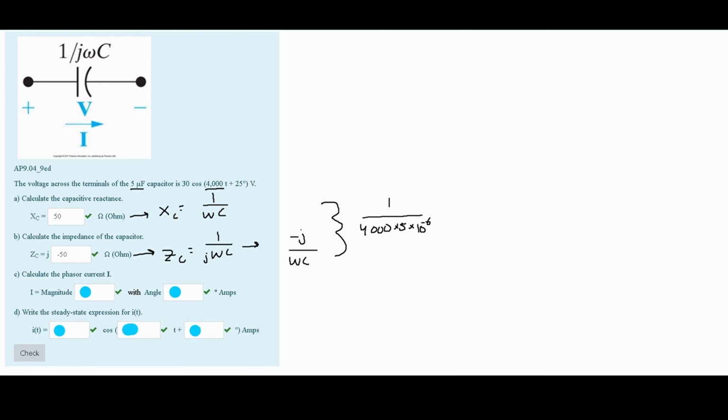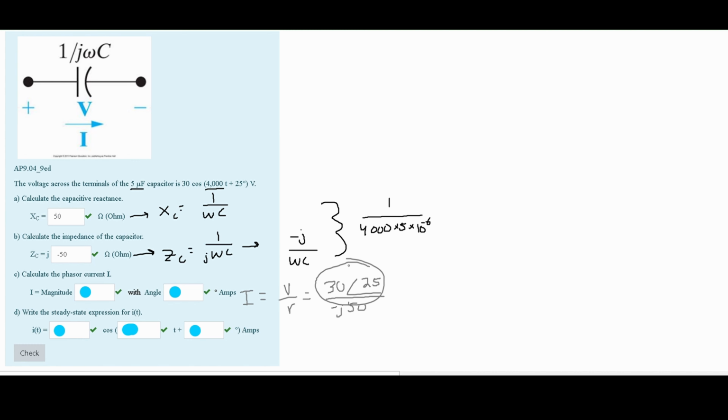Next, we need to calculate the phasor current I. To find the phasor current, we are going to set I equal to the voltage over the impedance. So this is really going to be the voltage, which we are given up here, over our Z_C. Our voltage, we can rewrite in polar form, and this is going to be 30 at an angle of 25 degrees. We don't have to convert this or anything because it's in cosine. And this is going to be divided by negative j50, because that is the Z_C.